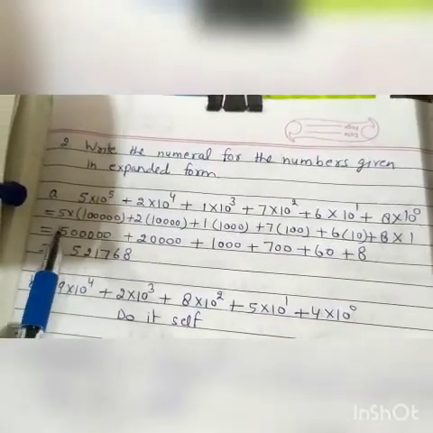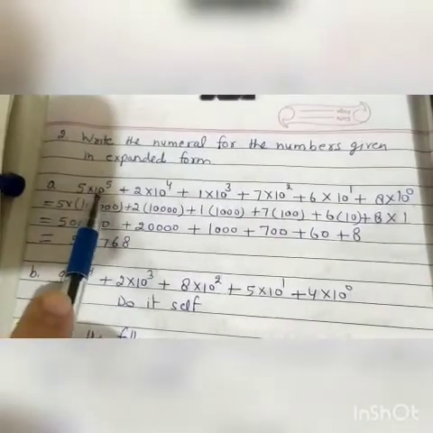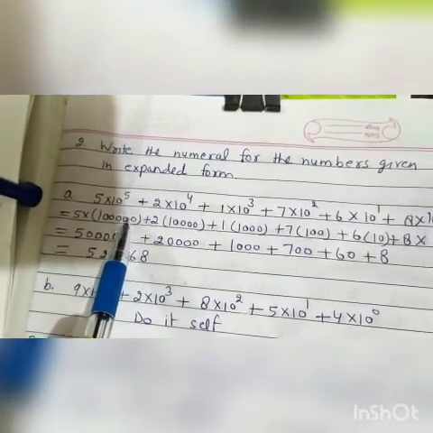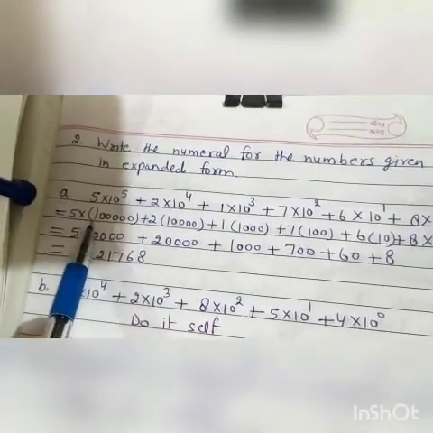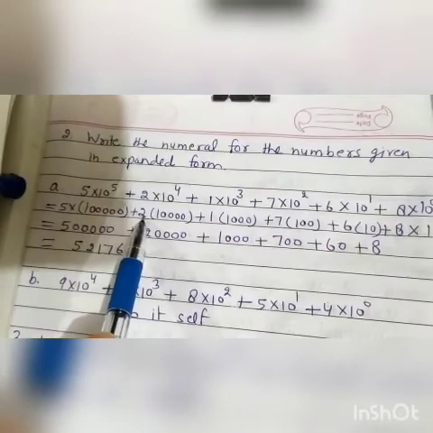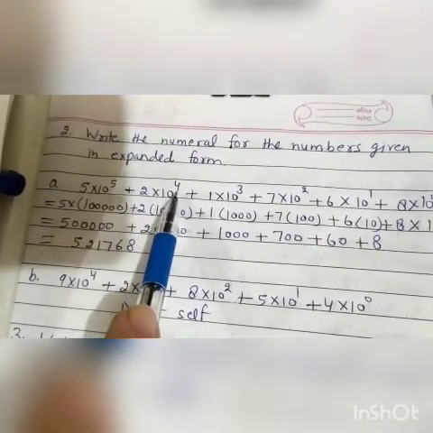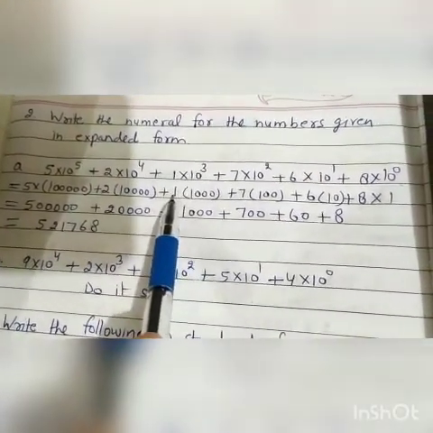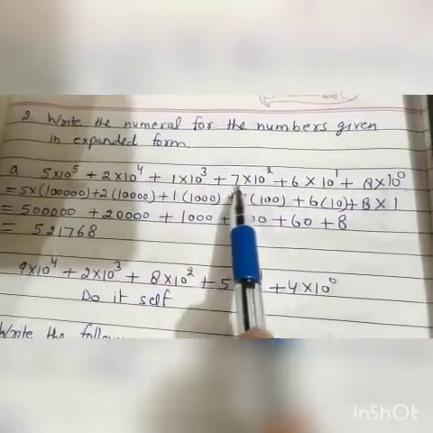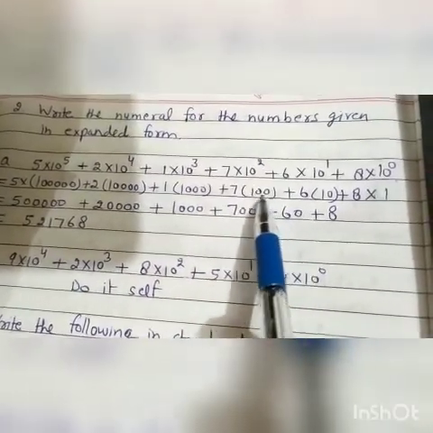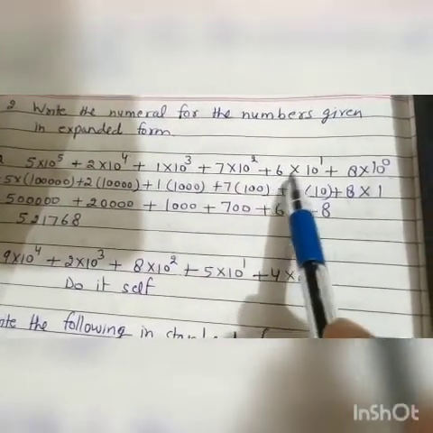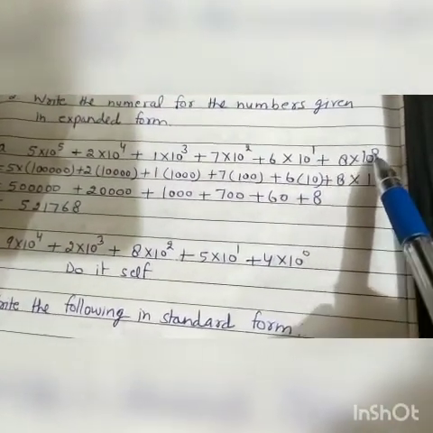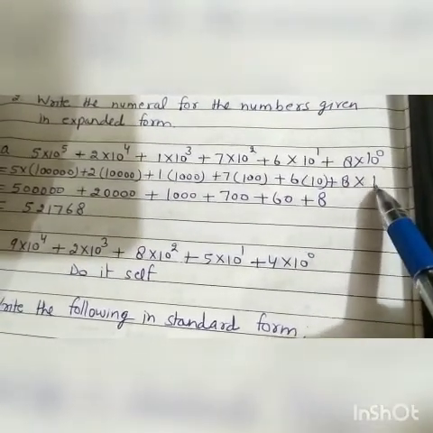So see, 5 into 10 power 5. 10 power 5 means we will put 5 zeros. That means ones, tens, 100, 1000, 10,000, 1 lakh. 5 into 1 lakh plus 2 into 10,000. Here power is 4. So we will put 4 zeros. Then 1 into 10 power 3 means 1 into 1000, 3 zeros. Then plus 7 into 10 power 2 means 7 into 100. Plus 6 into 10 power 1 means we will put 1 zero, that is 10. Plus 8 into 10 power 0, 8 into 10 power 0 means 8 into 1.